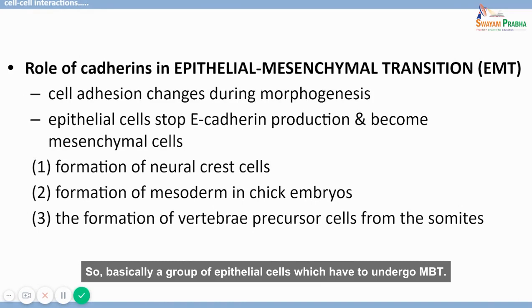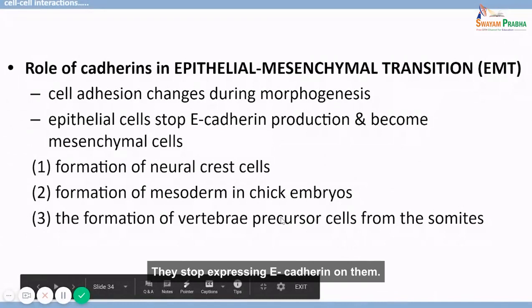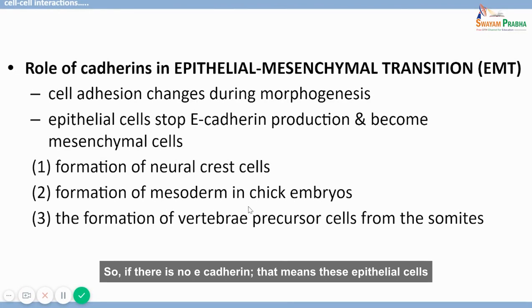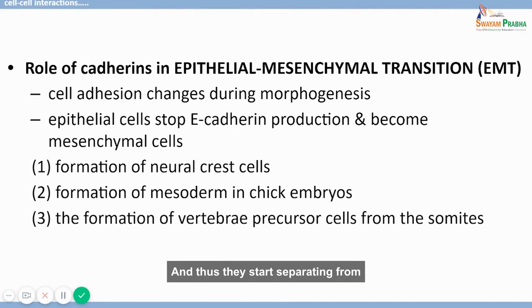So basically, a group of epithelial cells which have to undergo EMT stop expressing E cadherin. So if there is no E cadherin, that means these epithelial cells do not have cell adhesion between them, right? And thus they start separating from the epiblast and they become part of the mesenchyme.